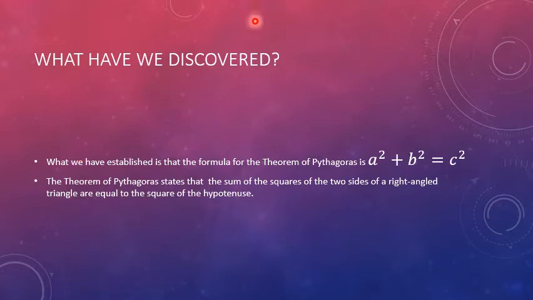So far, what have we discovered? We have established that the formula for the theorem of Pythagoras is a squared plus b squared equals c squared, or c squared equals a squared plus b squared. The theorem of Pythagoras states that the sum of the squares of the two sides of a right-angled triangle, which is the height and the base, is equal to the square of the hypotenuse. And the hypotenuse, which is opposite to the right angle of a triangle, is c.